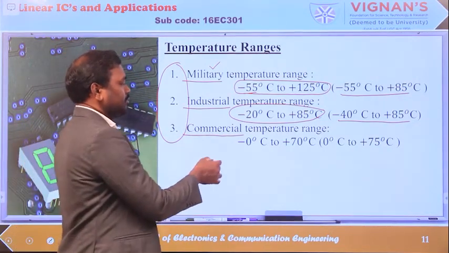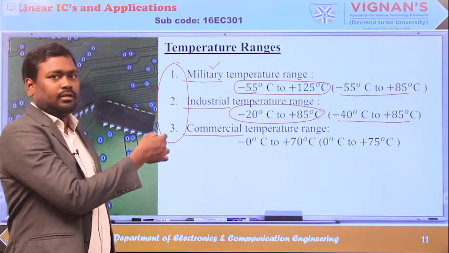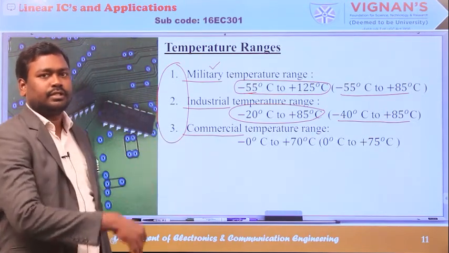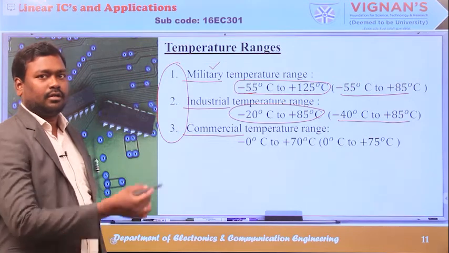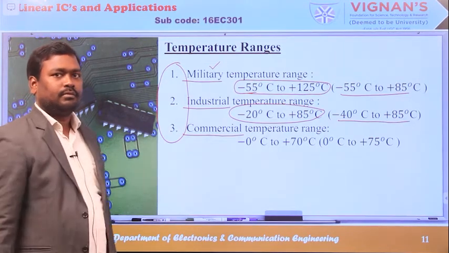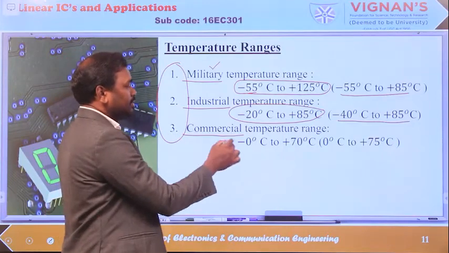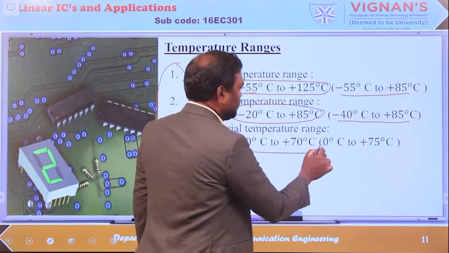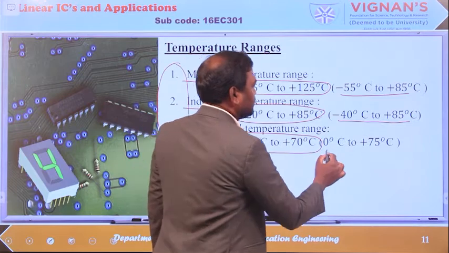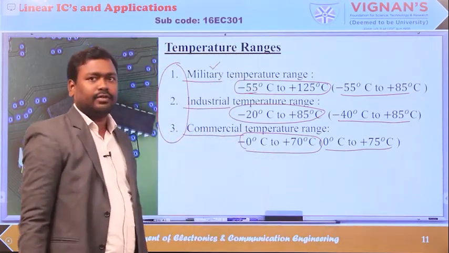Commercial application means the systems which we use in the home or anywhere. So the commercial temperature range is 0 degrees to 70 degrees. Sometimes it is 0 to 75 also.